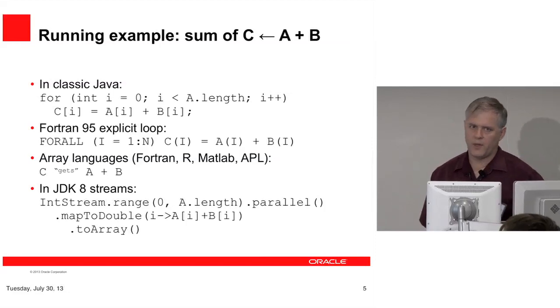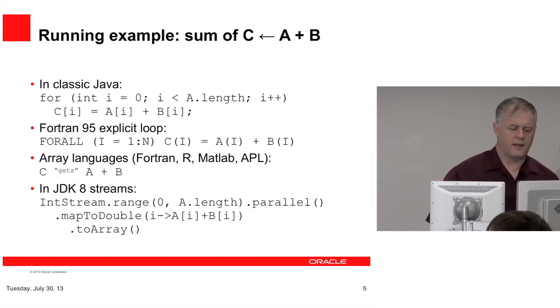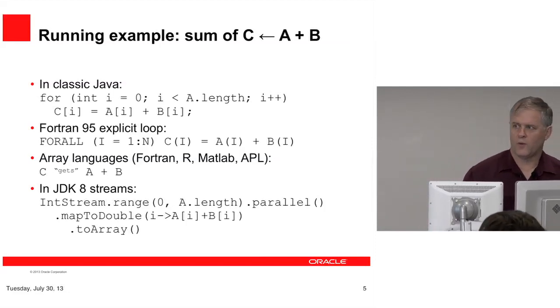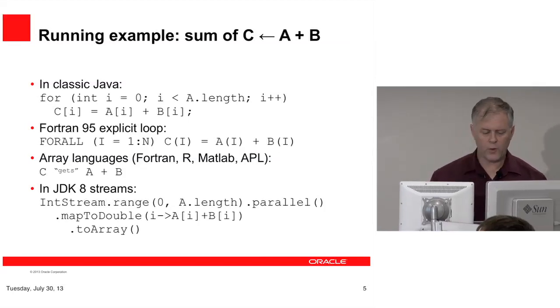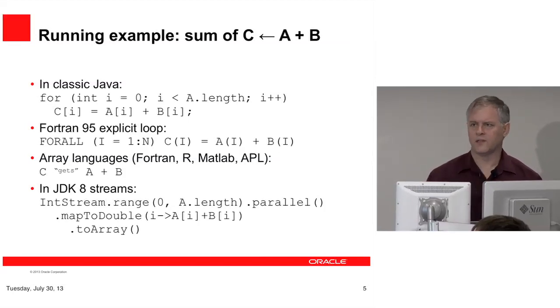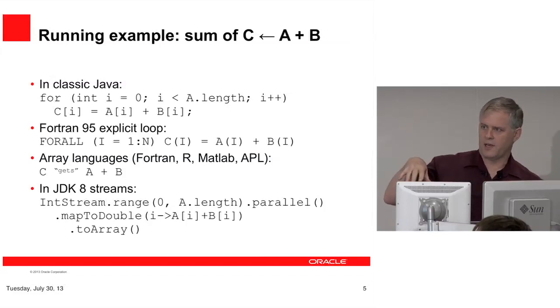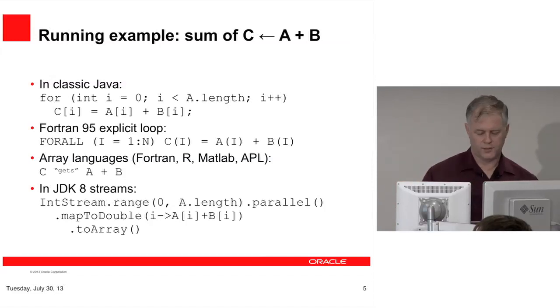Here is a running example I will be using. In classic Java, we're adding element-wise two arrays together. And this will look very familiar from any number of different languages. I want to call these elemental operations or element-wise operations because they do the classic data parallel thing of not talking to each other as they work in pairs, producing new answers into C.